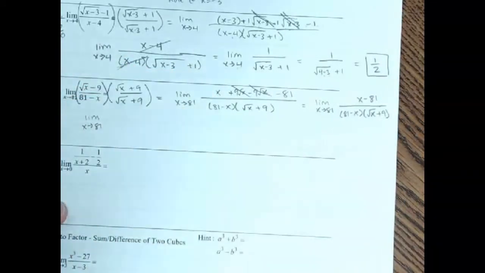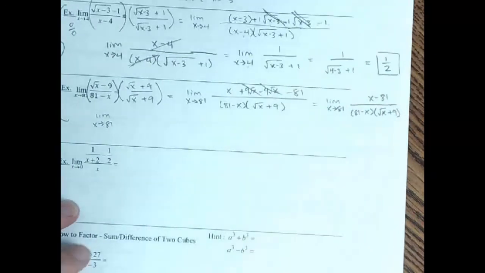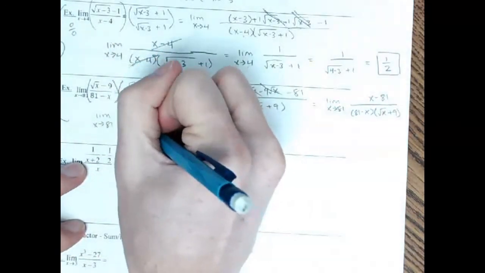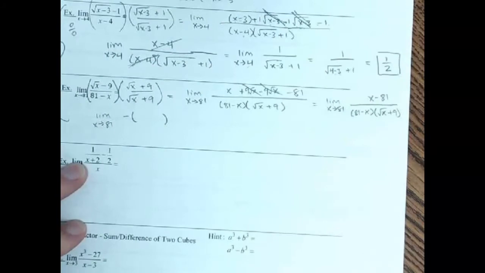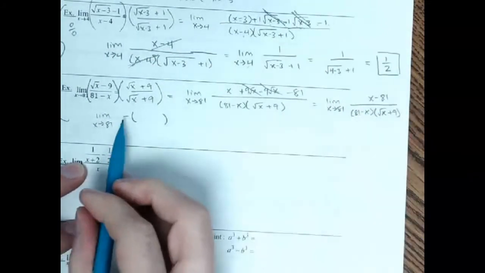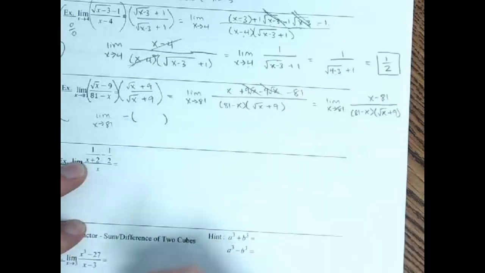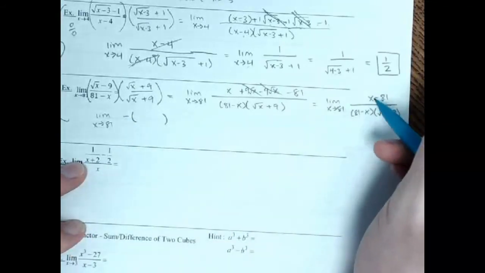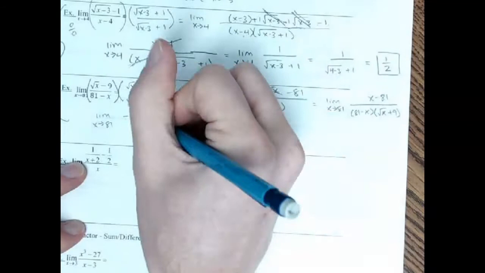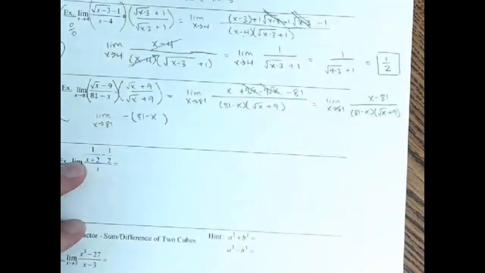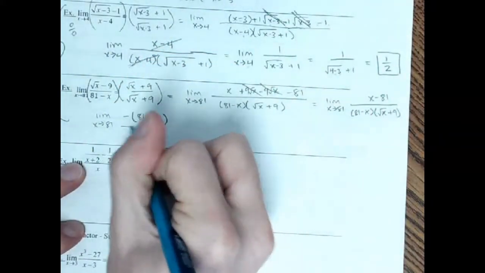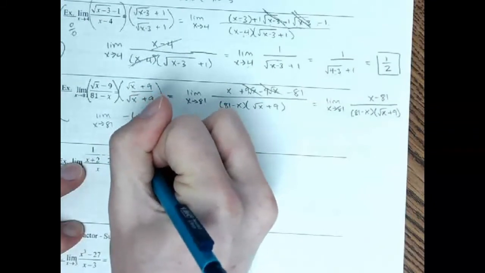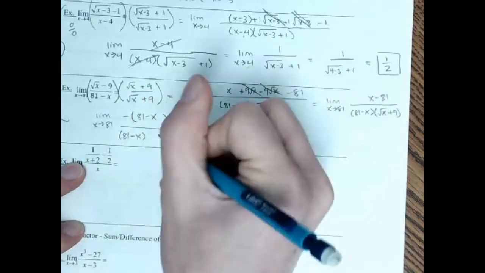So I still have my limit. I haven't plugged in the x value yet. But here I'm going to factor out that negative. Remember, when you factor out a negative, what you're doing is dividing. So if I had an x and I divided it by negative, you'd have negative x. If I had a negative 81, factor out the negative. So whenever I factor out that negative, then that chunk in the numerator is going to end up matching that chunk that was in the denominator.